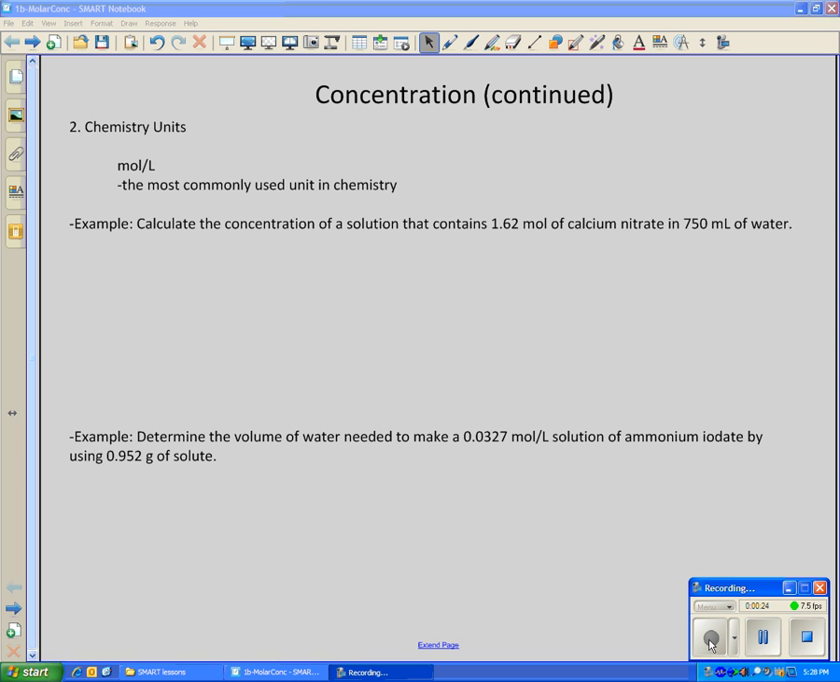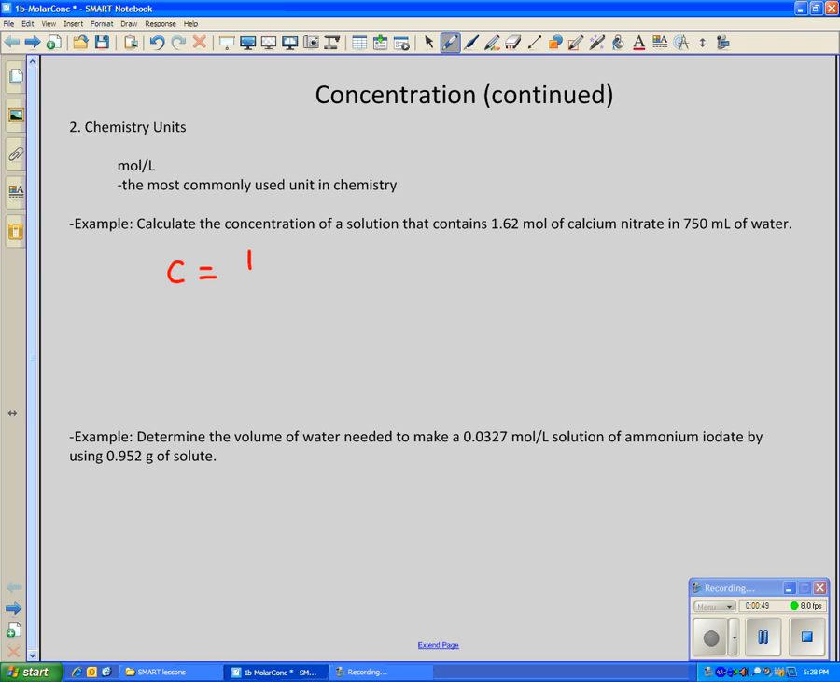As our example, we want to calculate the concentration of a solution that contains 1.62 moles of calcium nitrate in 750 milliliters of water. We have our units of moles for the solute, but the units for the volume is 750 milliliters and we need liters. So we can do that conversion as we work out the problem.